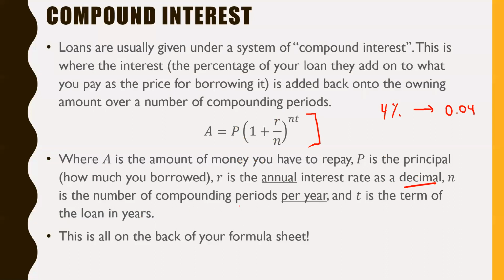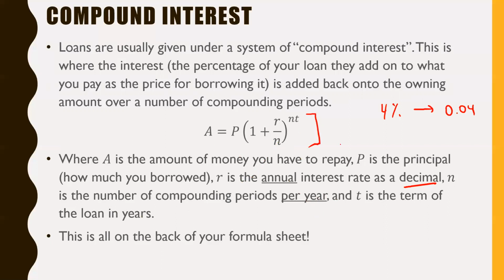N is the number of compounding periods per year. So in other words, if you're compounding monthly, well, there are 12 months in a year, so N would be 12. If it was compounded every 2 months, then N would be 6, because there are 6 different groups of 2 months as the year goes on, okay? Or compounded seasonally, so every season, that'd be divided by 4, right? Because N would be 4.